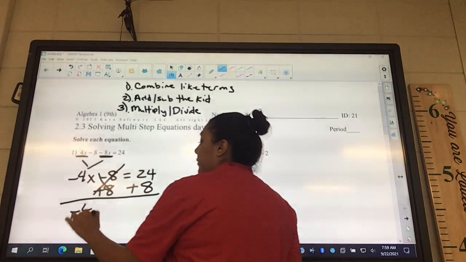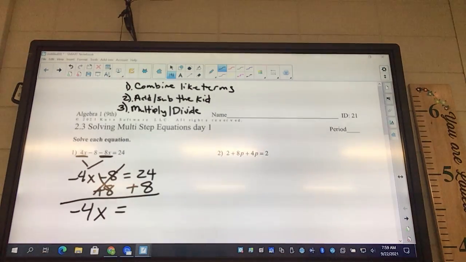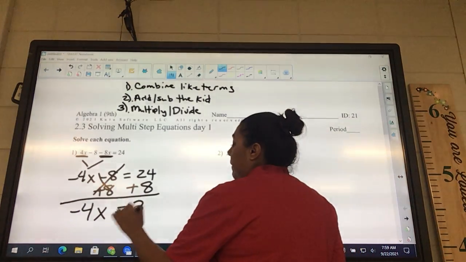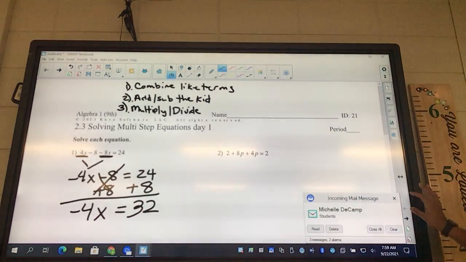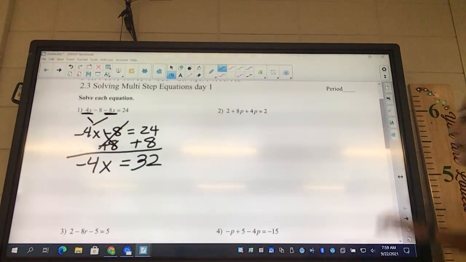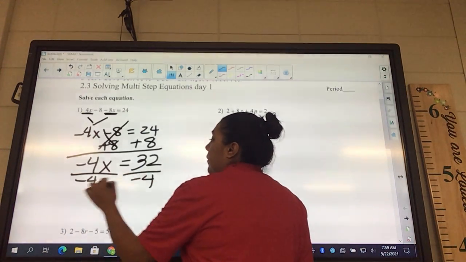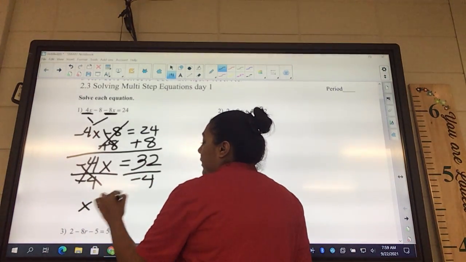Okay, so I got negative 4x equals, what's 24 plus 8? 32. Okay, and then now I'm ready for a breakup. So how do I break that up? Divide by negative 4. X equals negative 8.